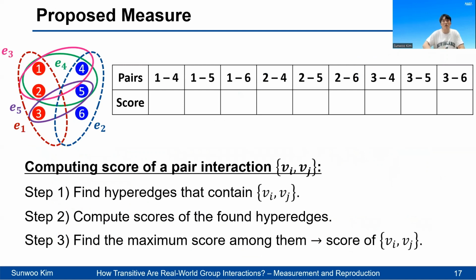We now describe how we compute scores of each pair interaction. There are 3 steps in score computation as shown in the slide.